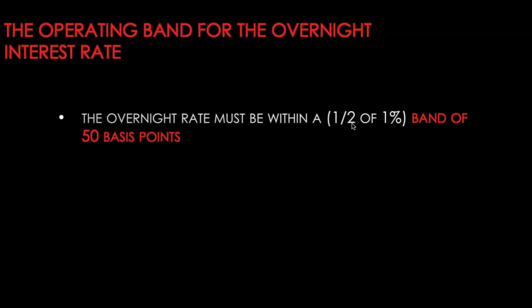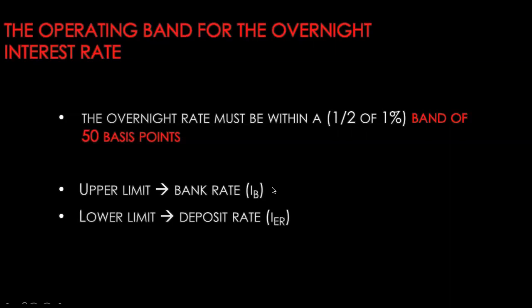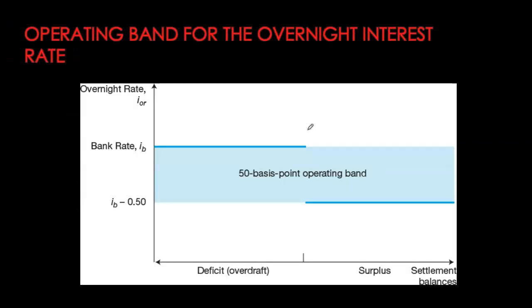The upper limit of the band is your bank rate or IB. This is the interest rate at which Bank of Canada gives loans to financial institutions. And the lower limit of the band is our deposit rate or IER. This is the interest rate that Bank of Canada pays to banks which are holding deposits or settlement balances at Bank of Canada. You can see the operating band in this diagram.